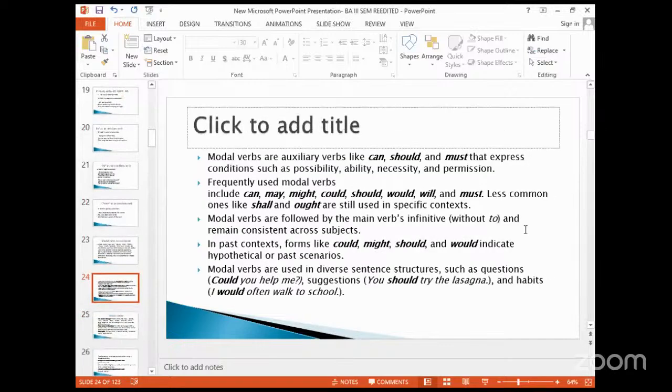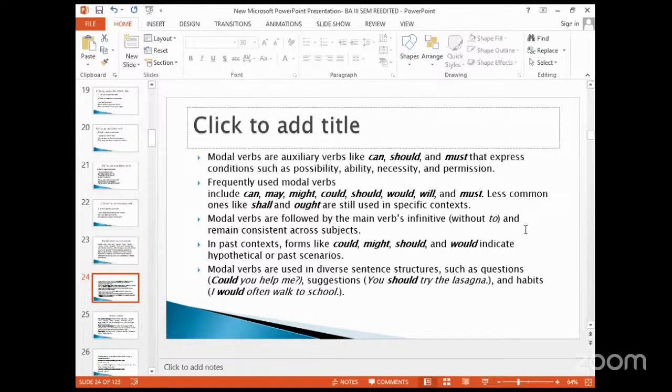Now, modal verbs are auxiliary verbs like can, should, and must that express conditions such as possibility, ability, necessity, and permission. Frequently used modal verbs include can, may, might, could, should, would, will, and must. Less common ones like shall and ought are still used in specific contexts. Modal verbs are followed by the main verb infinitive without to and remain consistent across subjects.